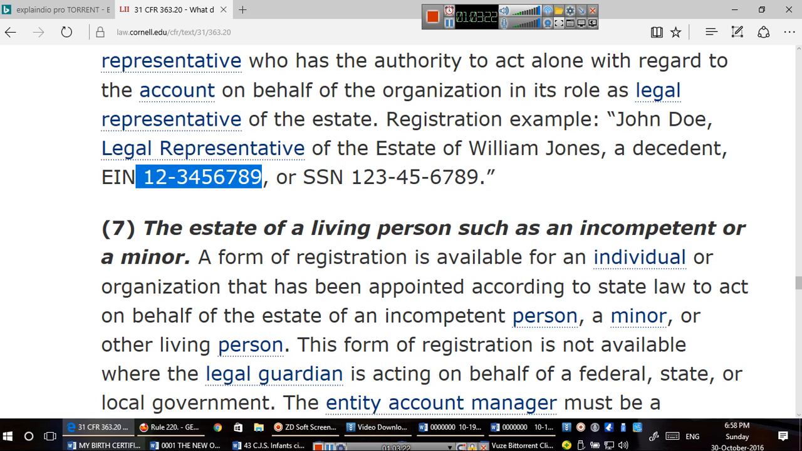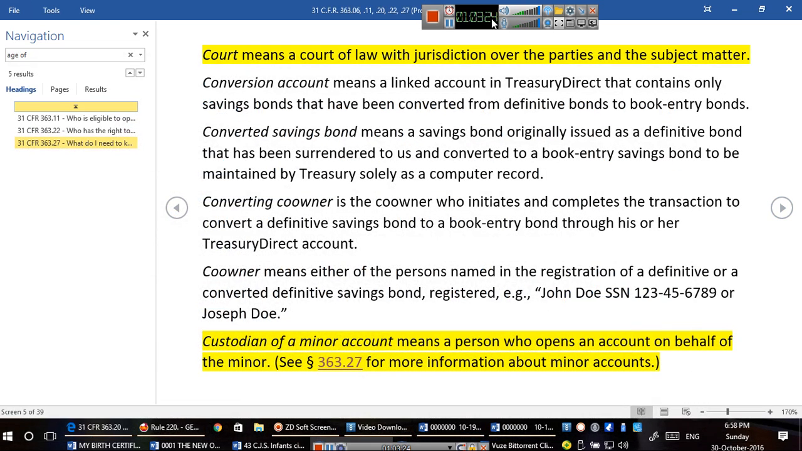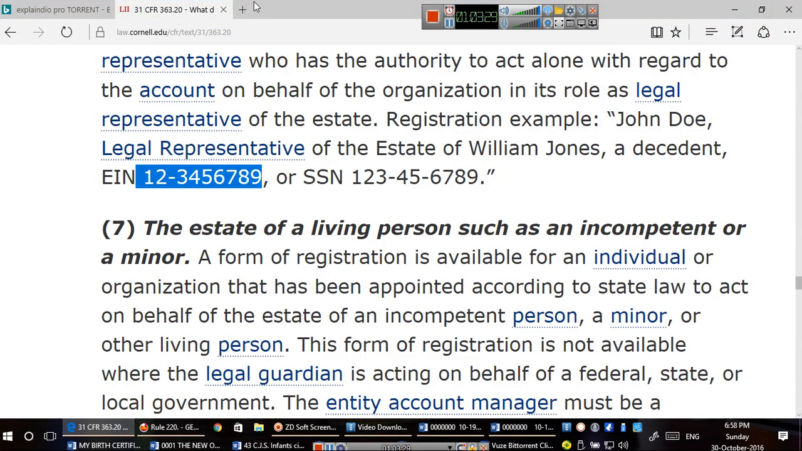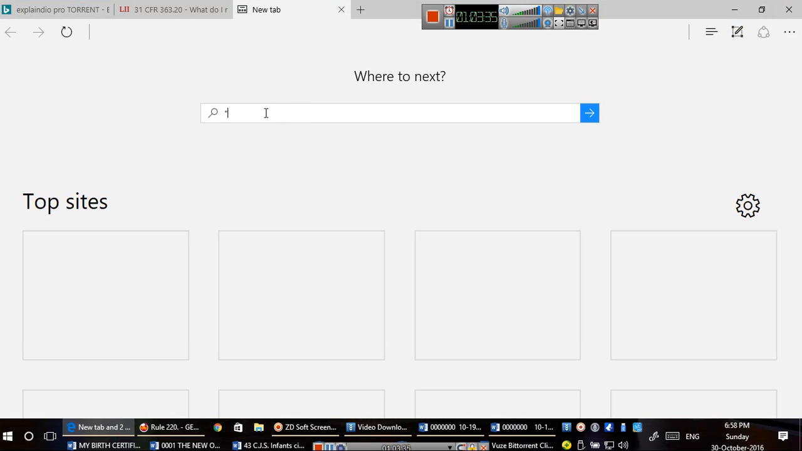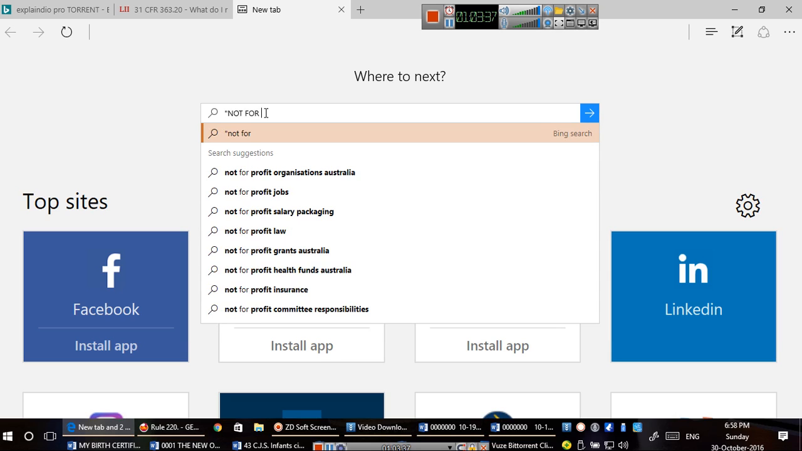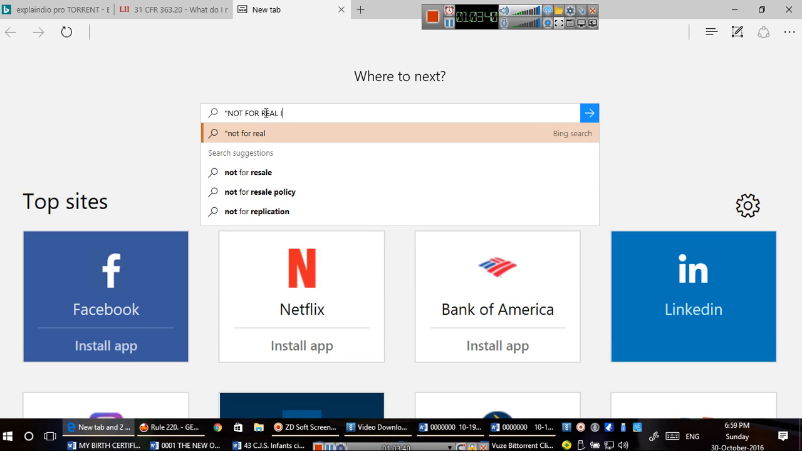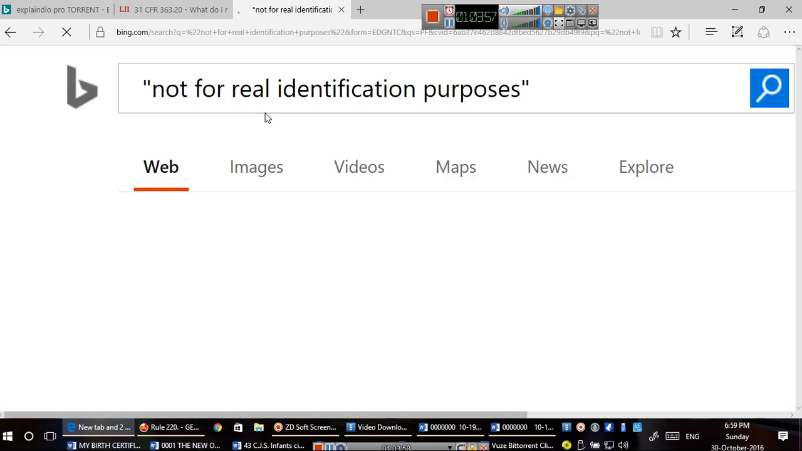Matter of fact, what am I doing? We right here. Oh no, gotta pull that back up. I gotta get this one. We want to put in parentheses... You know what? I mess up this word all the time. Not for real identification purposes.